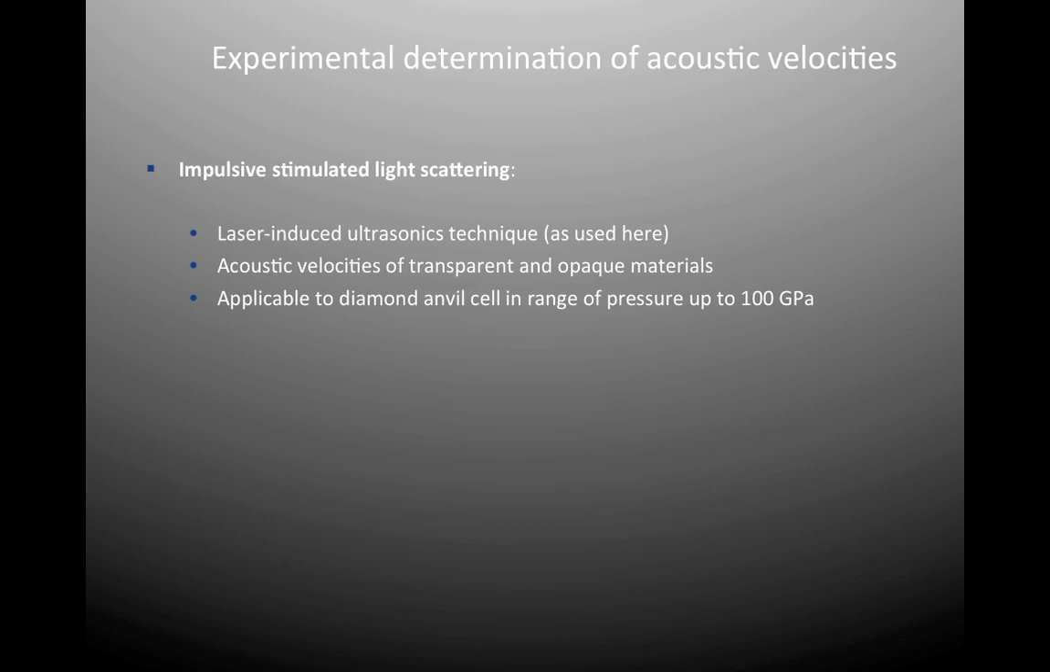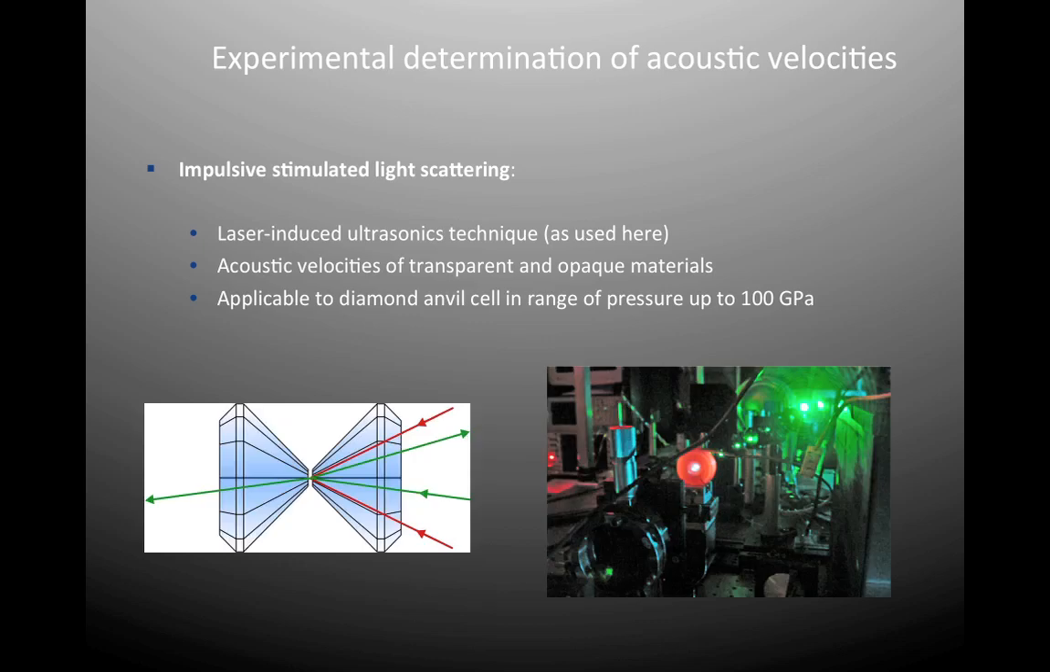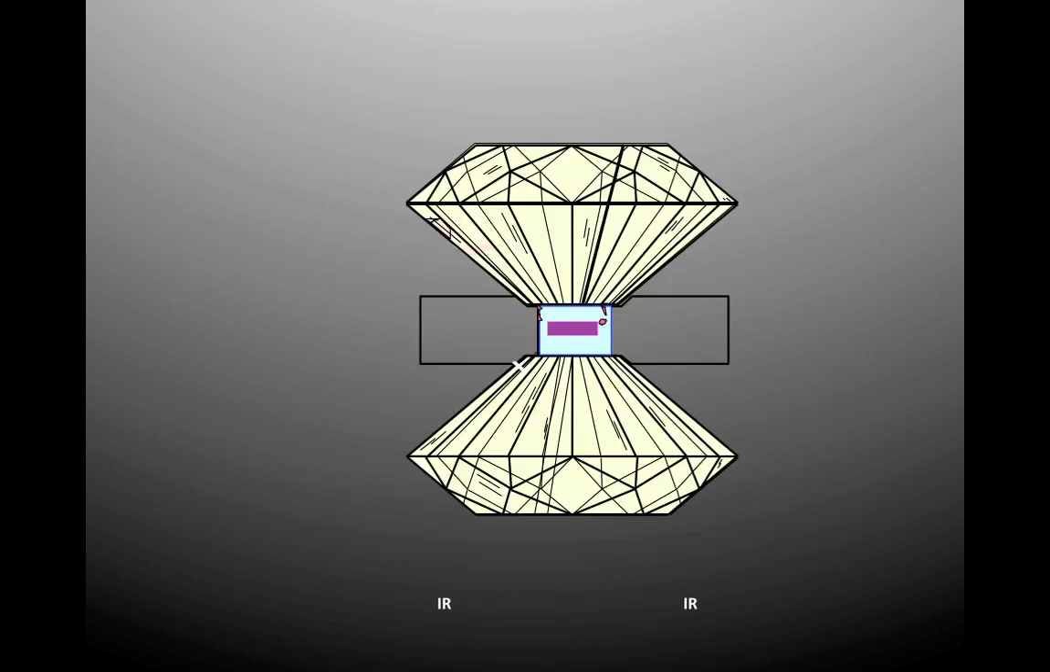If it's an opaque material, we have to work with the surface waves, or the interfacial waves if it's a sample in the diamond cell. And it's been used in diamond anvil experiments up to very high pressure. So there's a picture of a diamond cell sitting on our optics table with various lasers shining into it. And the idea is illustrated on the left with red rays representing infrared light coming in and green representing our probe signals. Let me take this to a little more detail here.